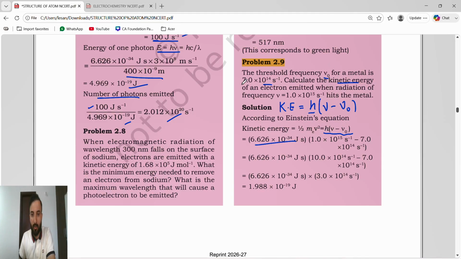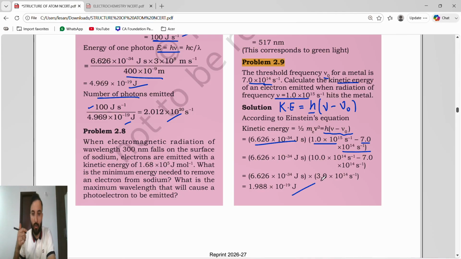They had given mu naught, guys. In place of mu naught, we'll write 7.0 into 10 to the power of 14. Then calculate the kinetic energy of the electron emitted when radiation of frequency mu, which is also given, is used. Mu also we will substitute. That's it. When you calculate, you will get this answer.